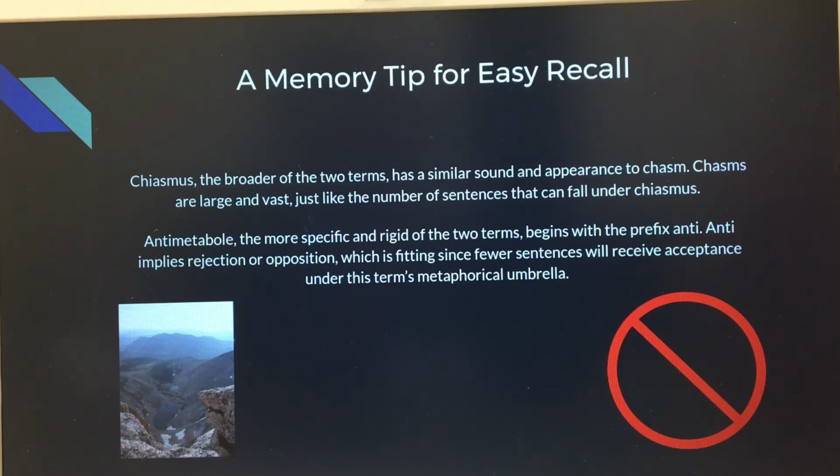Antimetabole, the more specific and rigid of the two terms, begins with the prefix anti. Anti implies rejection or opposition, which is fitting since fewer sentences will receive acceptance under this term's metaphorical umbrella.